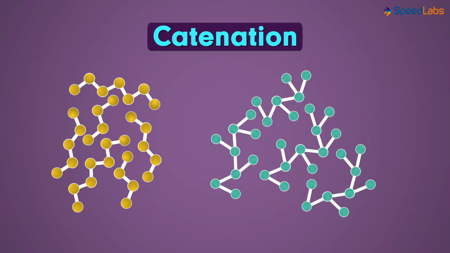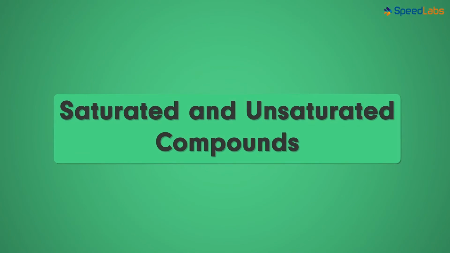Now that we've understood the reasons as to why and how carbon forms numerous compounds, let us talk about these compounds in detail. Let's begin with understanding saturated and unsaturated compounds in the next video.